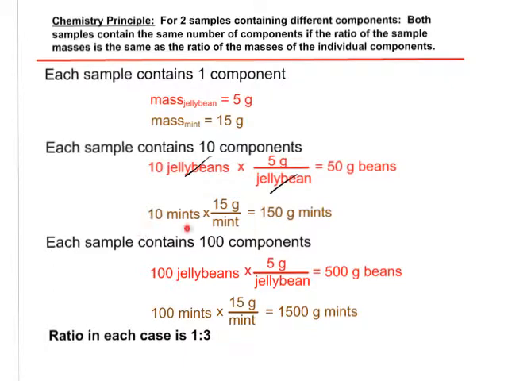How about the mints here? If we want 10 mints, we're going to multiply by the conversion factor here. Mints cancel out, and we have 150 grams of mints equal to 10 mints. What if we had each sample containing 100 components? How would we calculate the mass of that? 100 jelly beans times the conversion factor would be 500 grams of beans. 100 mints times its conversion factor, 1,500 grams of mints. In each case, the ratio is still 1 to 3.